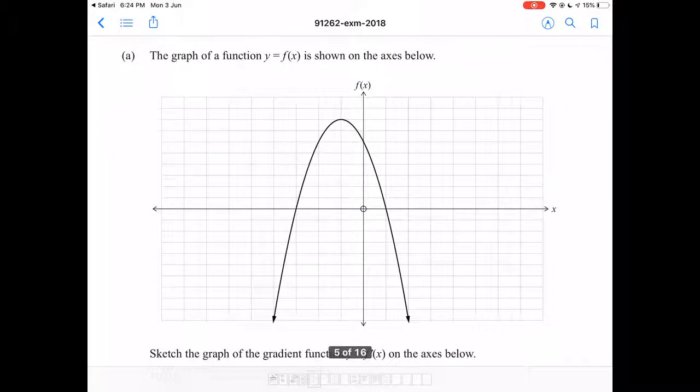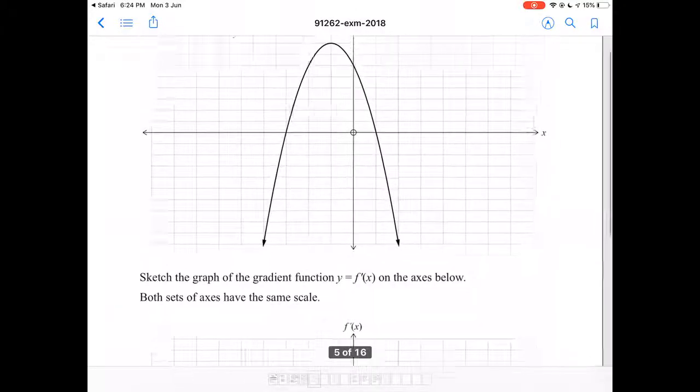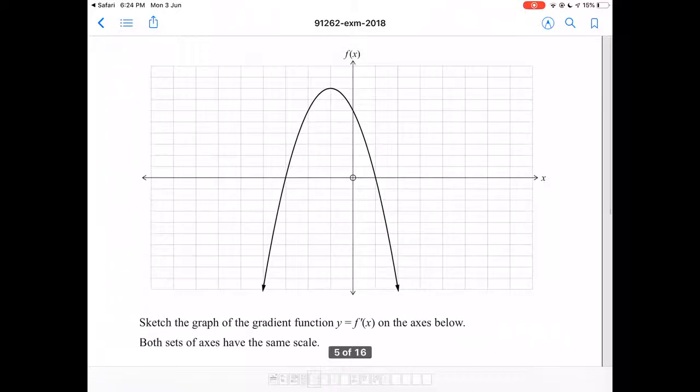The graph of a function y equals f of x is shown in the axes below. Sketch the graph of the gradient function y equals f dash of x on the axes below, with both sets of axes at the same scale. First thing you do, you want to find the equation of this parabola.